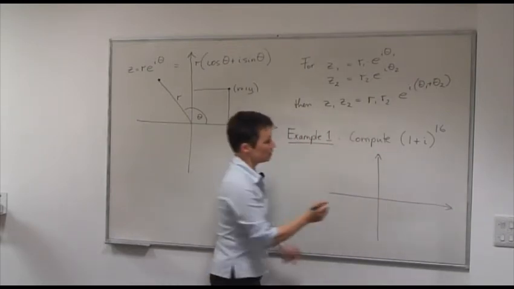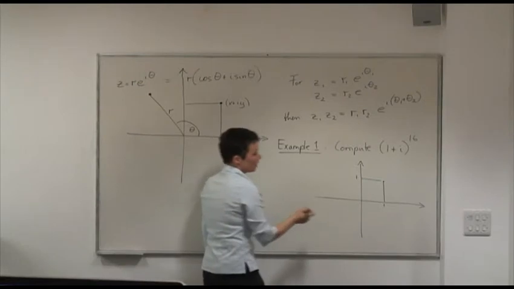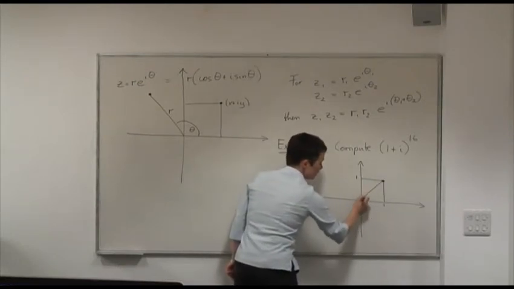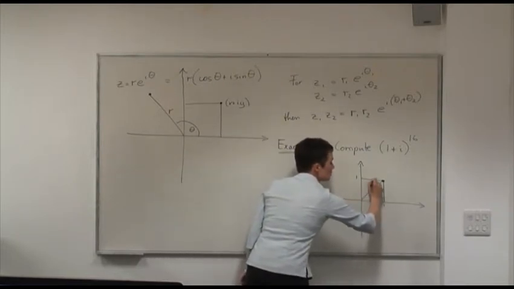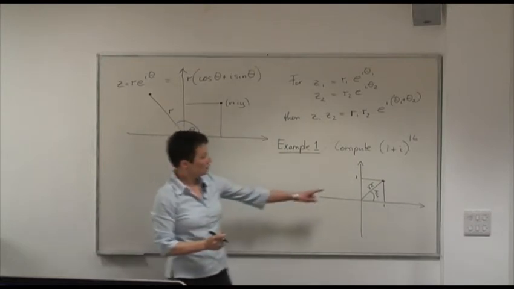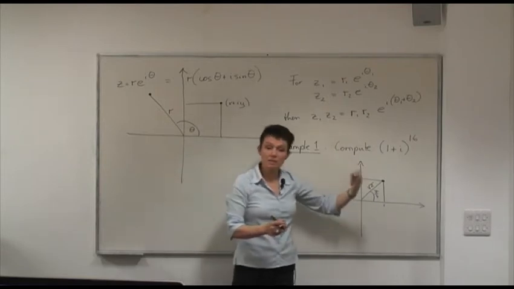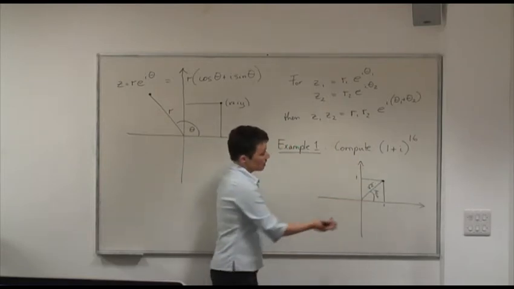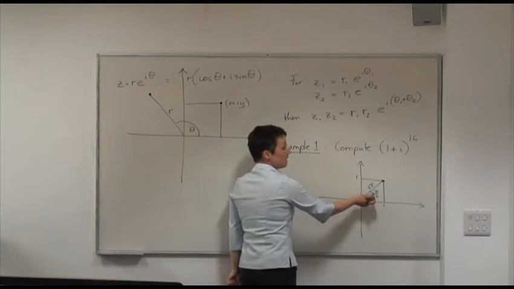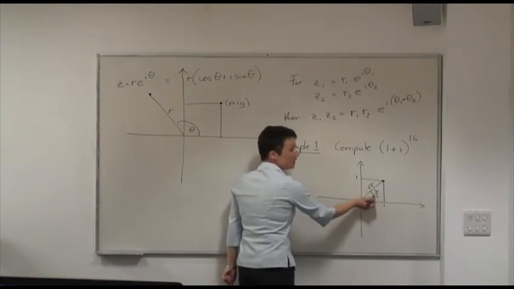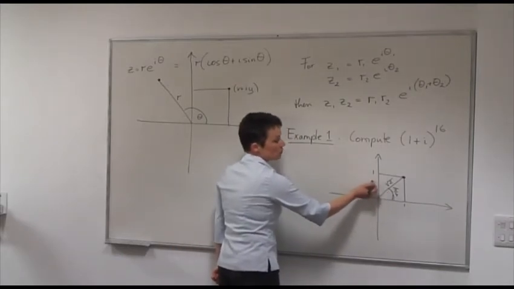So the complex number 1 plus i is somewhere around here with coordinates 1, 1. It has an argument of pi over 4, and its modulus is square root of 2. So raising a number to the power 16 is nothing else than multiplying this number by itself 16 times. So that means if we multiply this complex number by itself 16 times, we need to add its angle to itself 16 times. So pi over 4 added on to itself is pi over 2.